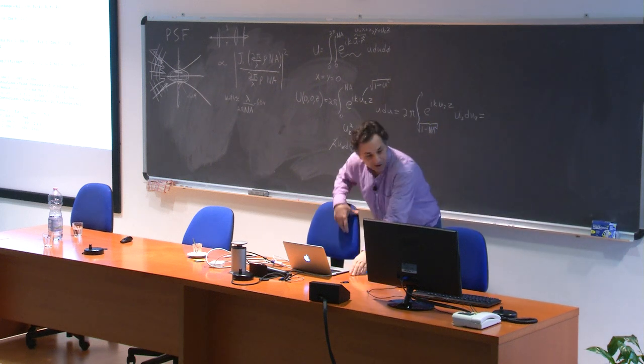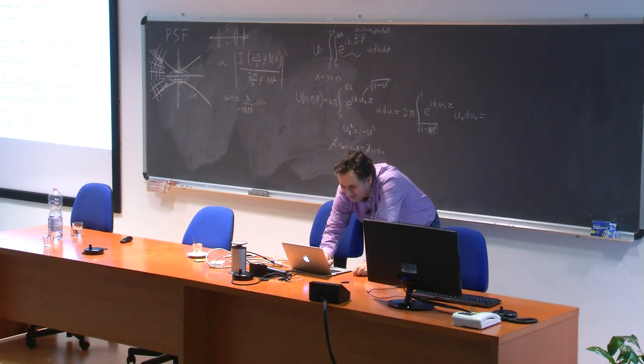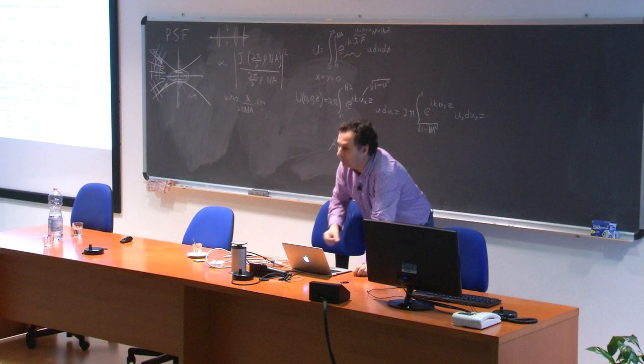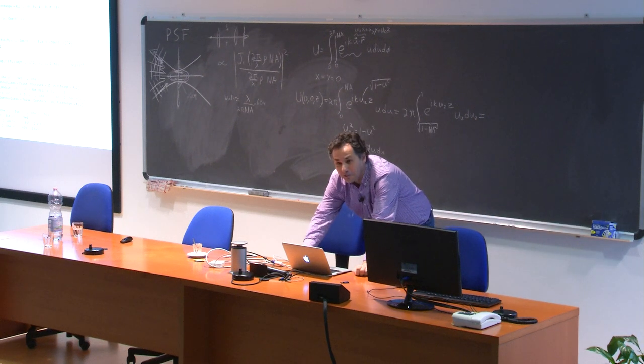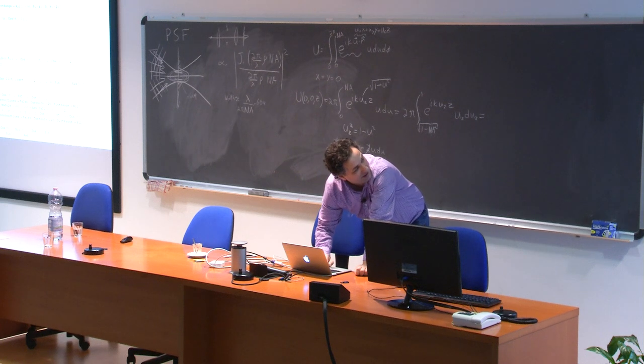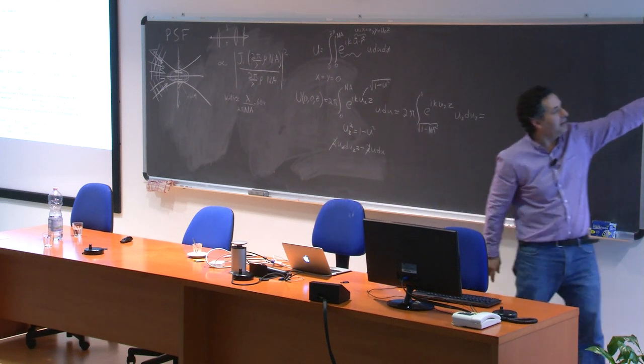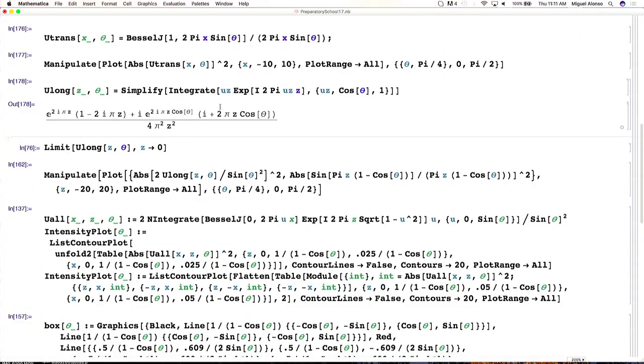The other way to do it is to ask Mathematica. The lazy way to do it. Yesterday when I asked Mathematica the other integral, it gave me a crazy answer, but this one I've tried before, and I know that it gives me an answer. It's not too bad. Looks like that. And where I use the fact that NA is sine of this theta. So this cosine theta is that. So you can calculate that.